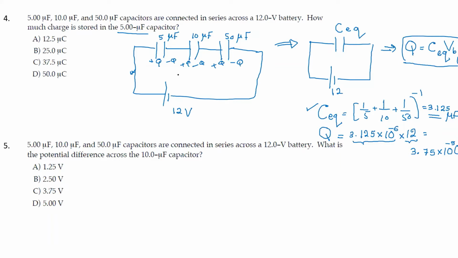They have given the answer in microcoulombs, right? So what I'm going to do is convert it into 10 to the negative 6. 10 to the negative 6 is micro. So your answer is 37.5 microcoulombs, which is C. So all of you gave me the correct answer.